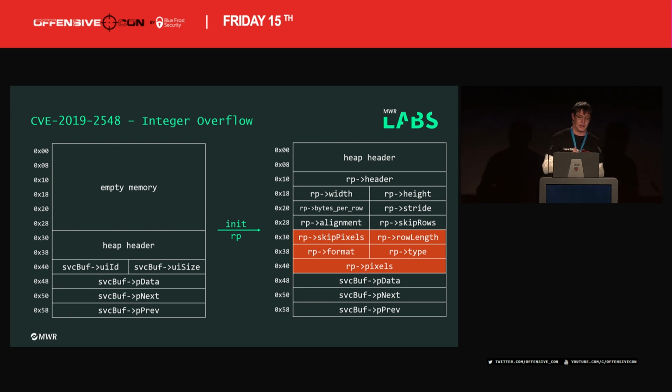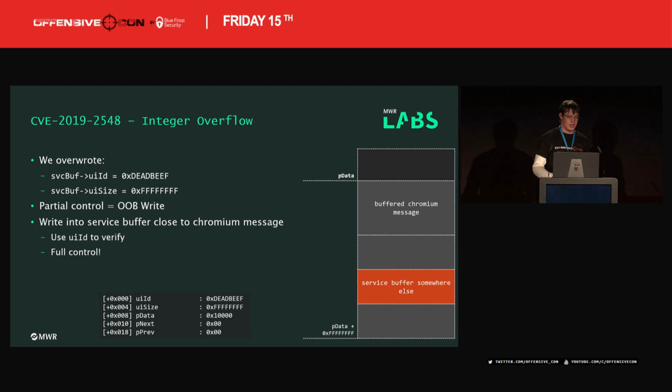What we've done is we've overflowed the integer, we've allocated less memory than is necessary for the object, and skip pixels, row length, format, and type all corrupt the heap header of our service buffer that we're targeting, and pixels, which is an 8-byte value, will corrupt UID and UI size, okay? And this is great because we corrupted UID with deadbeef, so that's something that we know we can use as a reference to reference that buffer.